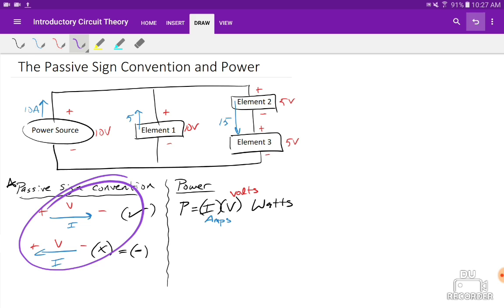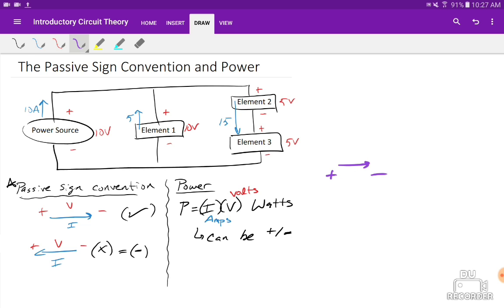Based on what we just learned in passive sign convention, we understand that voltage and current can be negative. Because voltage and current can be negative, power can be negative or positive. Plus over minus. So let's see what happens. If passive sign convention is obeyed, let's say we have this situation. I'll put it down here, and I'll leave it in purple. When passive sign convention is obeyed, I have positive and positive on both sides. Power is going to be a positive quantity. When power is positive, we like to say that the power is being absorbed.